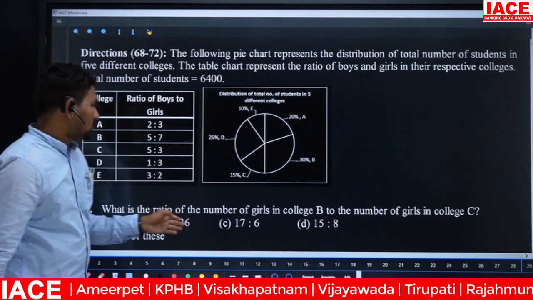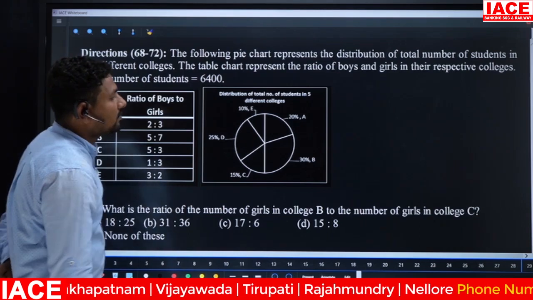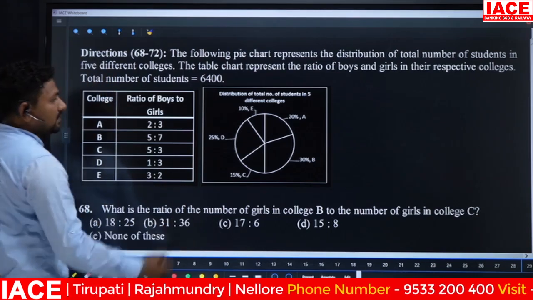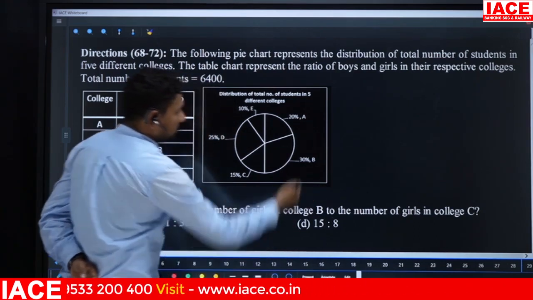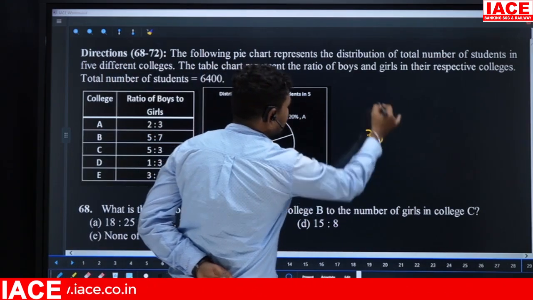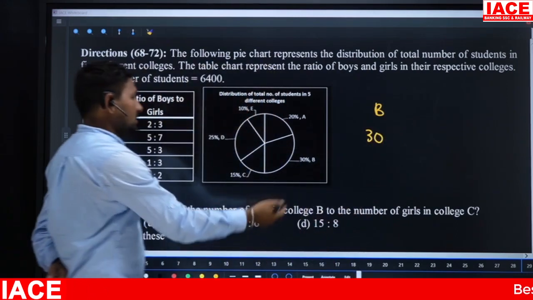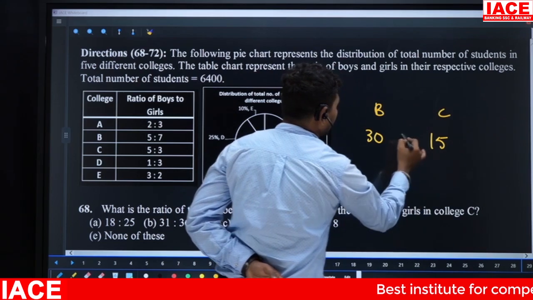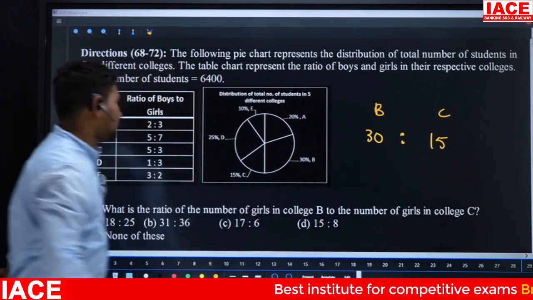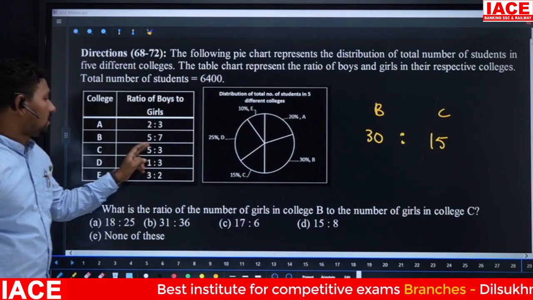What is the ratio of the number of girls in college B to the number of girls in college C? So the college B value is required. College B value is given as 30%, so I take 30 members in college B, and as college C is 15%, we take 15 members, and we need the ratio. Then out of that we should calculate for college B, we need girls.